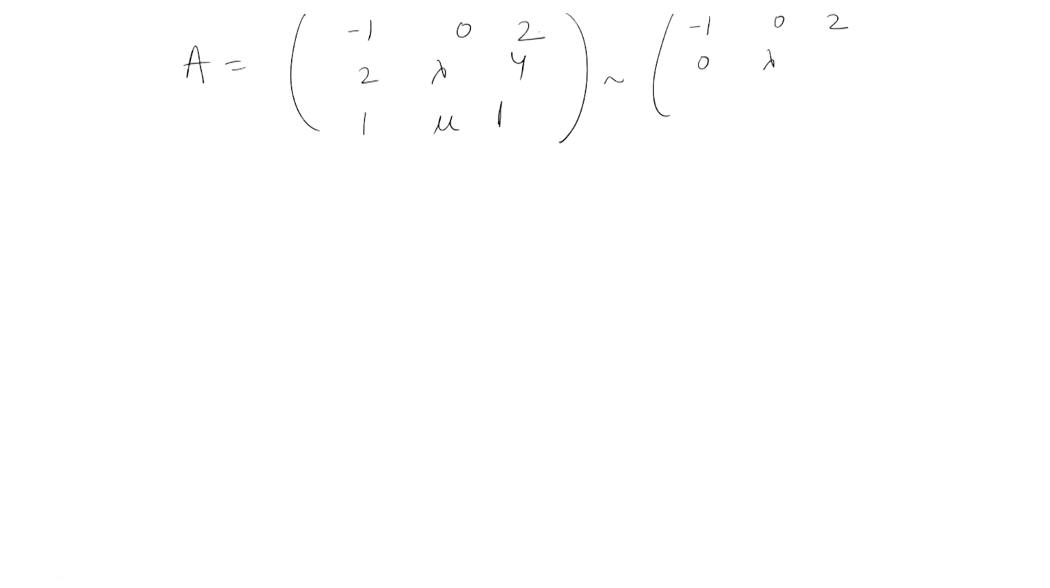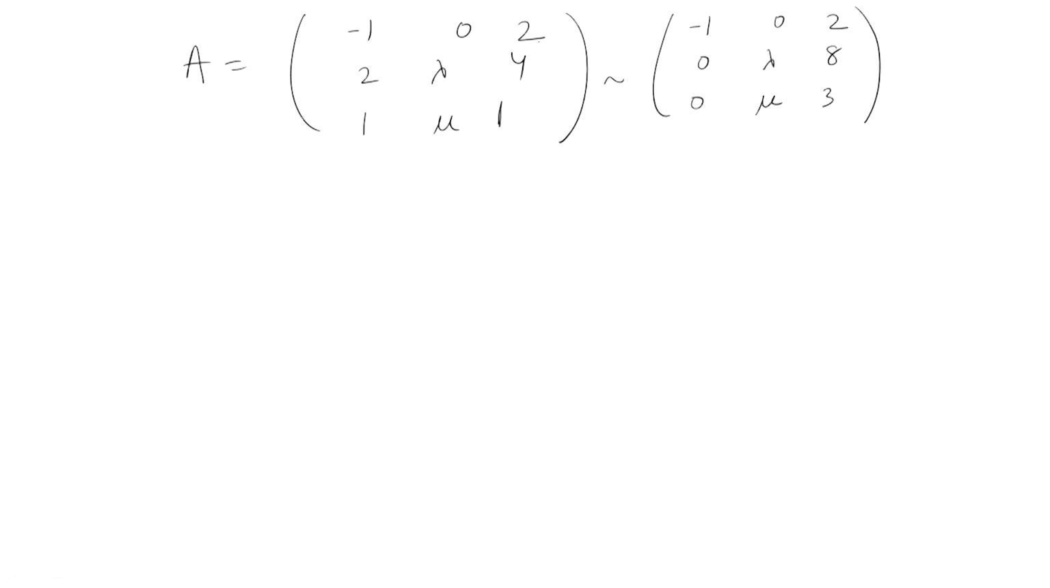Let us see. What is the coefficient matrix here? Coefficient matrix here is minus 1 0 2, 2 lambda 4, 1 mu 1. Okay. So, first find the echelon form of this matrix again. So, leave this row as it is. This plus 2 times this is 0, this plus 2 times this is lambda, this plus 2 times this is 8. This plus this is 0, this plus this is mu, this plus this is 3.